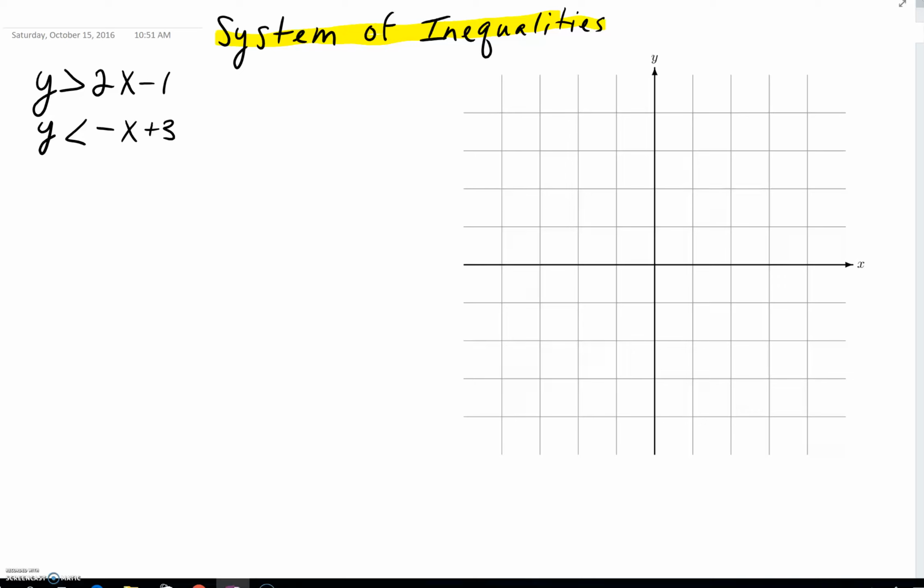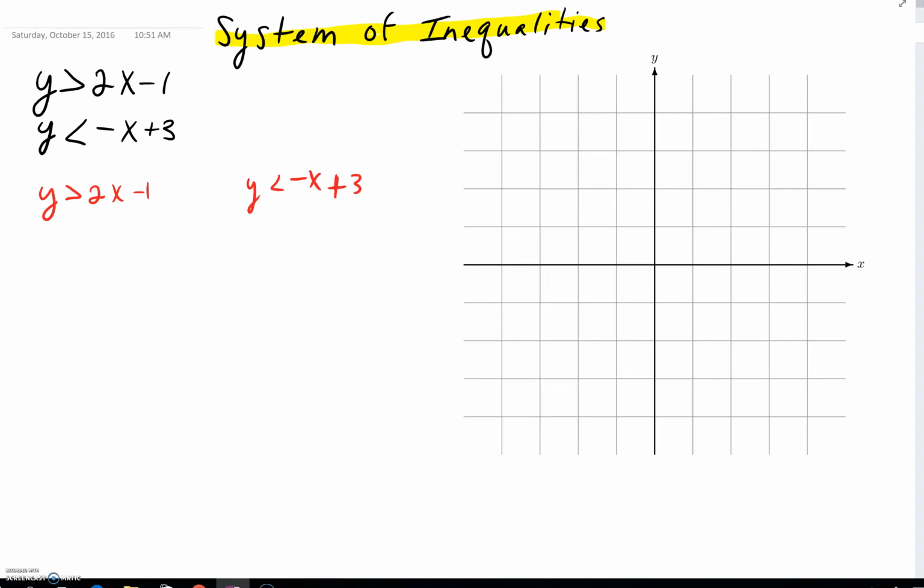The only difference is at the end, we look and see where does our shaded region overlap. And where they overlap, that's where it satisfies both of our inequalities at the same time. All right, so then when we do this, we're going to break these off and just do each of these individually on their own. And then at the end, we come back in to give our final answer. So then we'll rewrite these two inequalities, y is greater than 2x minus 1 and y is less than negative x plus 3. We rewrite those off to the side and we worry about them individually.